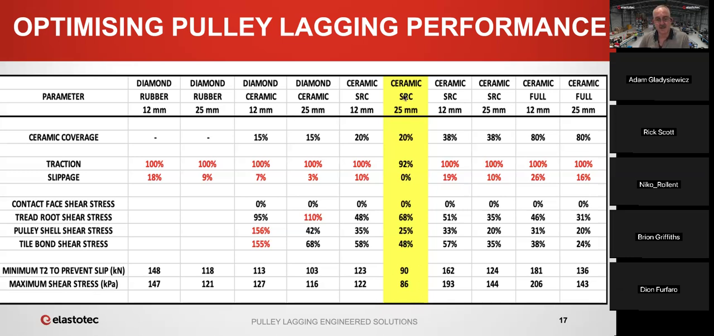So in this case, the 25mm checkerboard pattern is giving us the lowest shear stress, and it's also giving us no slip, and it's within the fatigue limits. So that's one of the ways that we can optimize and maybe take a bit of the guesswork out of how to decide on what type of lagging to choose for a particular application.